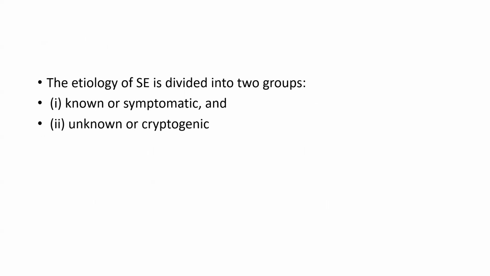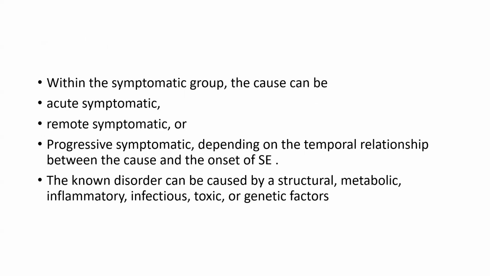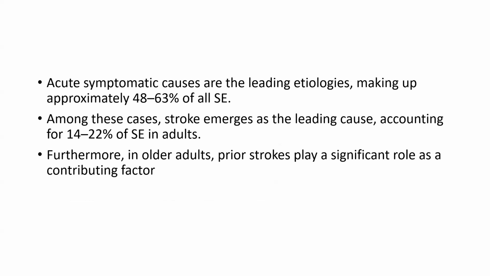So the etiology of status epilepticus is divided into two broad groups, that is known or symptomatic and unknown or cryptogenic. Within the symptomatic group, the cause can be acute symptomatic, remote symptomatic, or progressive symptomatic, depending on the temporal relationship between the cause and the onset of status epilepticus. The known disorder can be caused by structural, metabolic, inflammatory, infectious, toxic, or genetic factors.